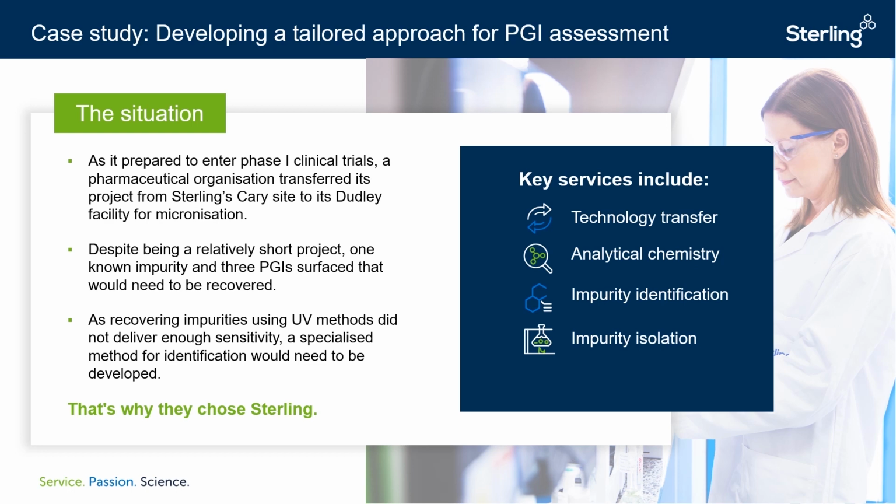In this case, the study looks at a project that began at our Carey site in the preclinical phase and was then transferred to our Dudley facility for manufacturing. The customer had concerns about 1 identified genotoxic impurity and the addition of 3 PGIs during the micronization process. This initiated the detection and development of the PGIs, initially via an HPLC method using UV as the detection method. It was imperative that our team work quickly to ensure that the customer could get the product into phase 1 clinical trials as soon as possible.